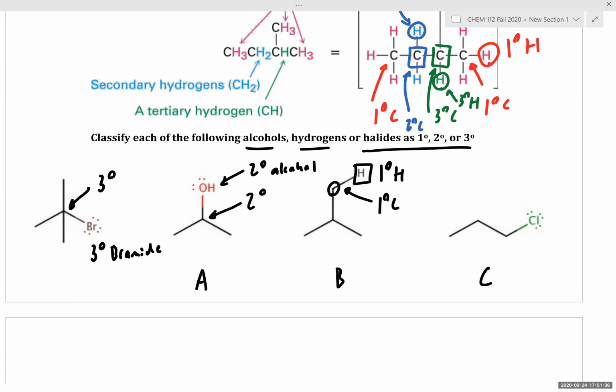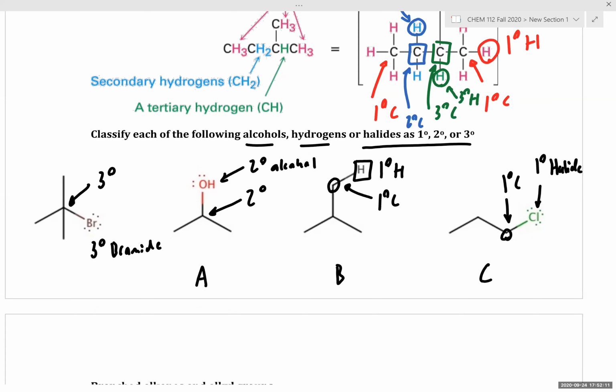So remember, we only care about the carbon that our substituent is attached to. Likewise, for C, we have a primary carbon, and as a result, we have a primary halide. Does this example make sense to everyone? Do these examples make sense to everyone so far? Okay, so let's keep going.